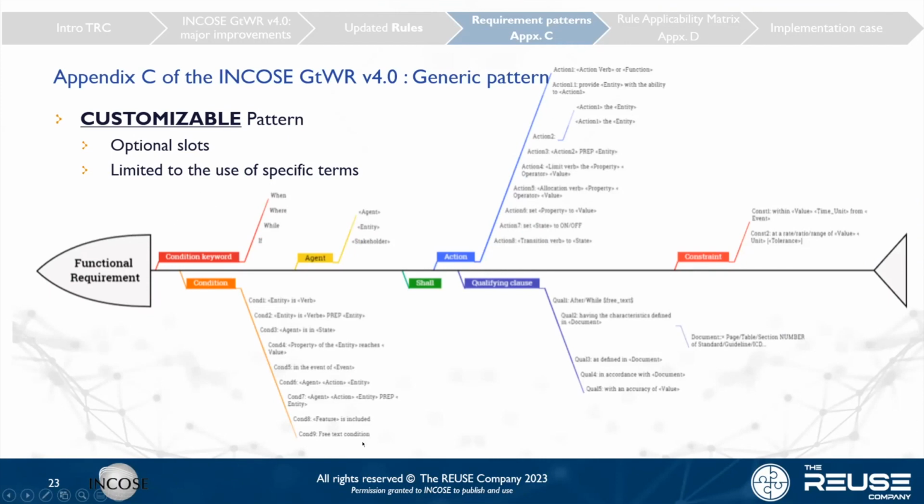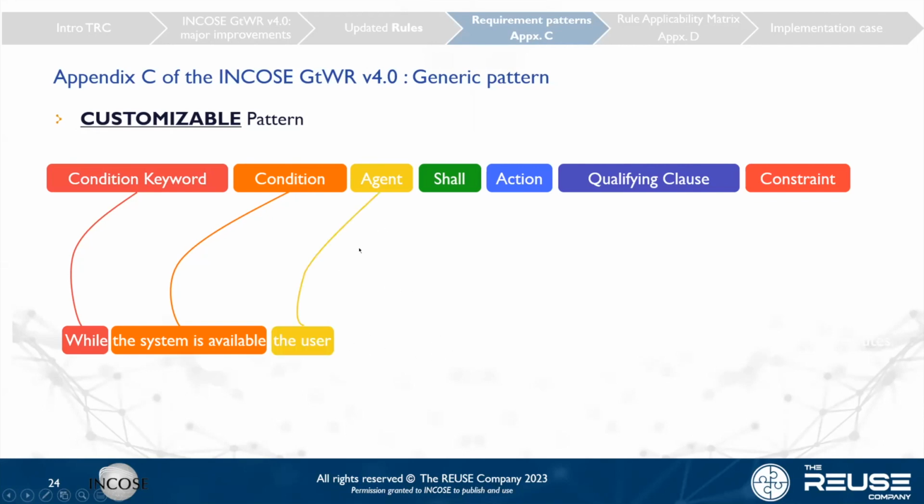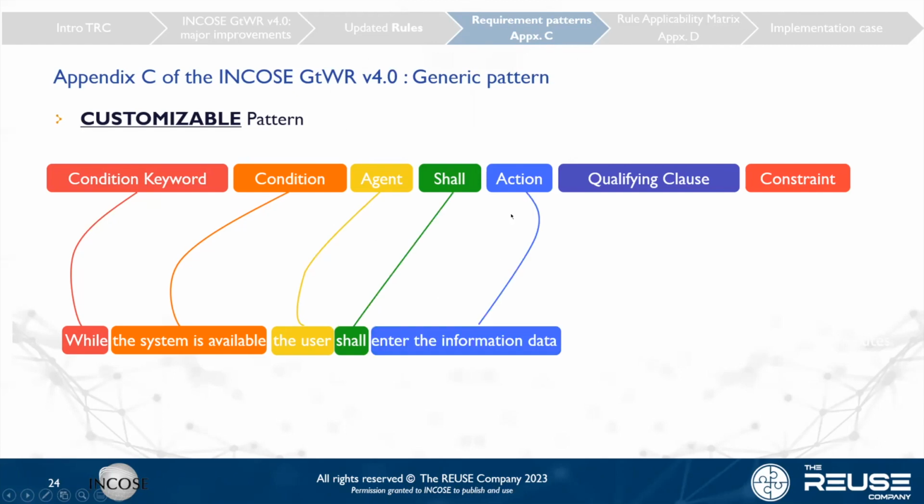For example, what we usually call ubiquitous requirements don't feature any condition, and we could start the sentence with the agent. If I show an example here, basically I would say, okay, the condition keyword is while, then the condition is the system is available. We could have a combination of conditions. It could be the system is available and a value number x equals or is lower than something. Then we have the agent, shall, an action, which is defined by a verb and some object.